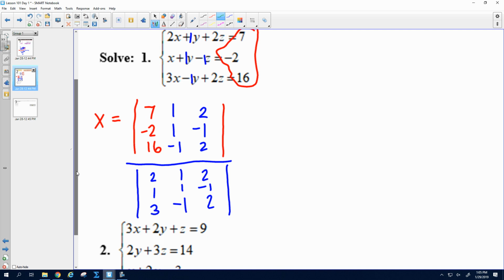All right, so I'm finding the determinant with this guy substituted in for x of the top, and then the determinant of the original left-hand side. So I got to rewrite my first two columns. So I have a 7, a negative 2, and a 16. And then I have a 1, and a negative 1.